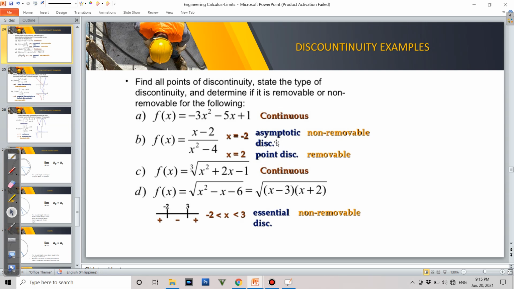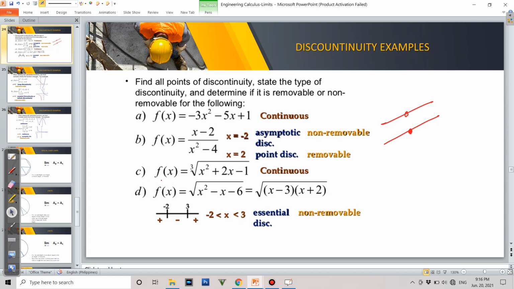Kapag point discontinuity, parang open lang siya. Okay? Kung ito yung linya, parang na-discontinuous lang siya, na open point. So, yung point na yan, pwede mong i-fill. Okay? You fill that out so that it can be repairable, or that is removable. So, that is point discontinuity. So, this can be discovered that this equation is an asymptote at x is equal to negative 2, meaning the asymptote is infinity and it will not touch that asymptote at x is equal to negative 2.